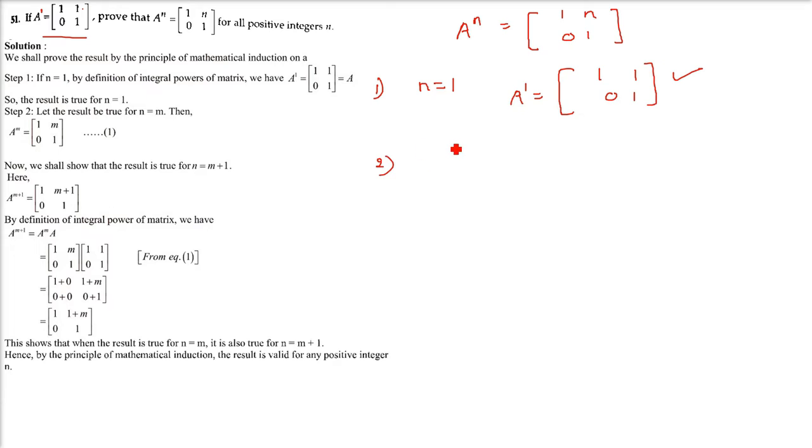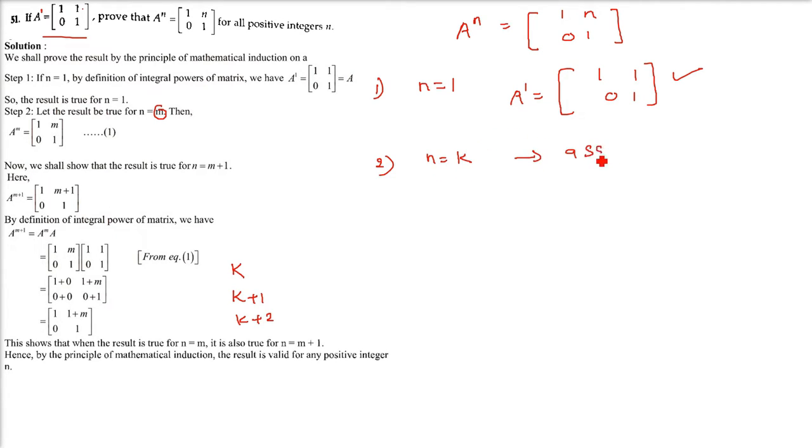The second step is, we have to assume it for n equals k, and if we can prove that it is true for n equals k, it is also true for n equals k plus 1, then we say it will be true for k, k plus 1, k plus 2, and for all the k's, that is all the n's. So the first step, n equals 1, should be proven. Then for n equals k, we assume it to be true.